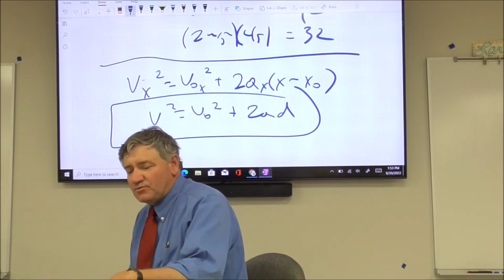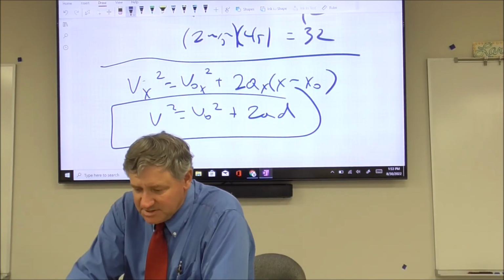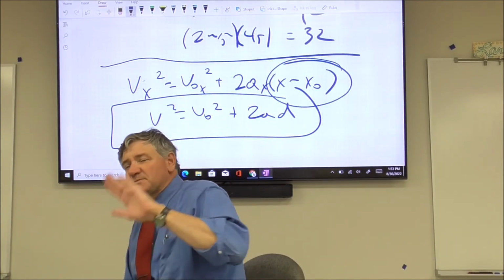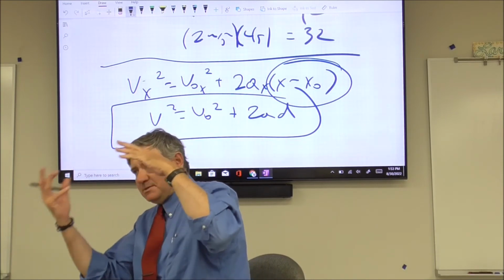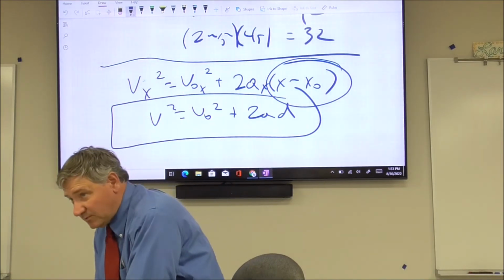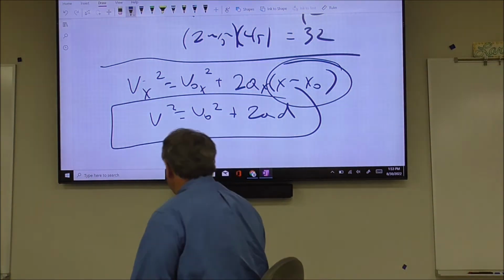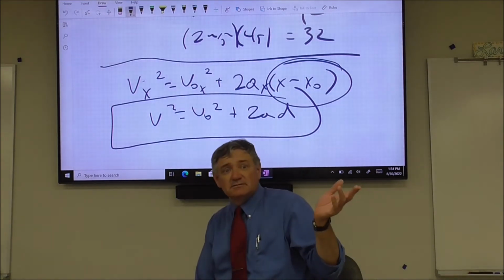It's rare that you take the final position minus the initial position here. Exceptionally rare that you have to worry about that. That would only be if you throw something up off of a building and then it falls all the way down to the ground. 99% of the time, just let that be the distance.